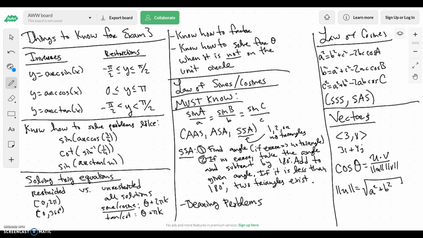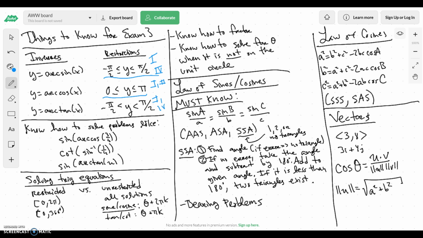So the first thing that you need to know is you need to figure out what all of the restrictions of the inverses are. So for example, if I have y equals arc sine, which is sine inverse, just know that the restriction is between negative pi over 2 to pi over 2. And that's basically in quadrant 1 and in quadrant 4. The restriction on arc cosine is between 0 to pi. That's in quadrant 1 and quadrant 2. The restriction on arc tangent is also going to be in quadrant 1 and in quadrant 4.